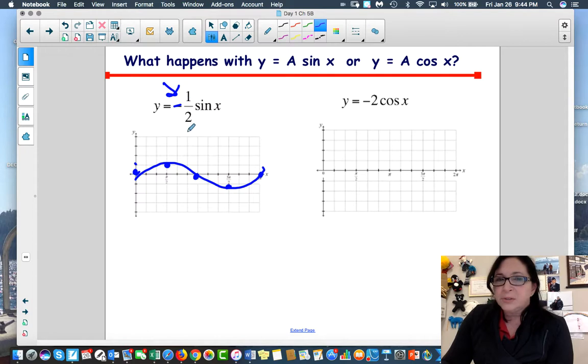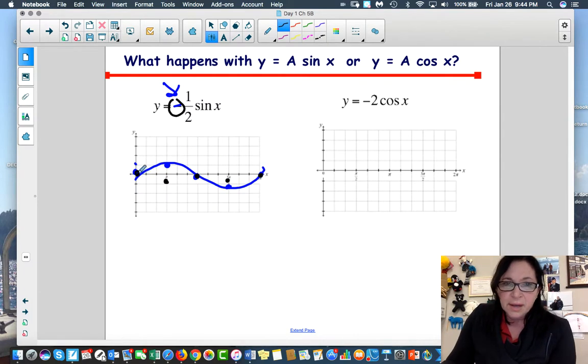The amplitude is a half. But in this case, remember this negative sign reflects it across the x-axis. So it's a half and it's a half. So it's still going through my zeros because 0 times a half is still 0. But this is going to go down first, okay? And then, oops, that should be up on top. And then come up first, like that.